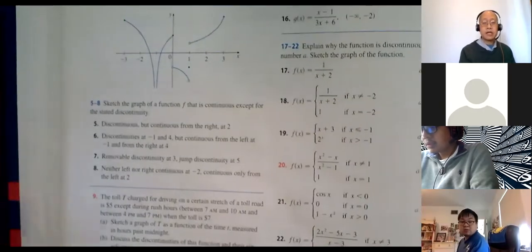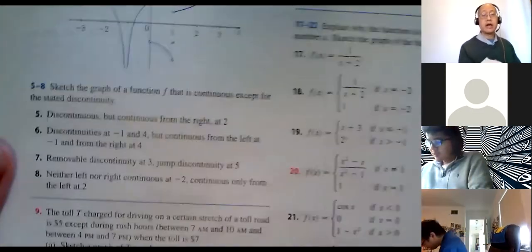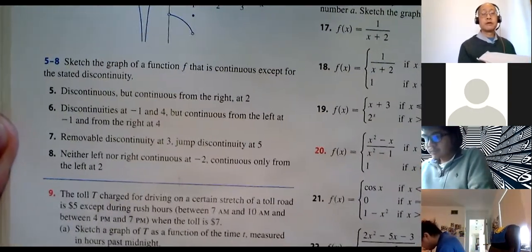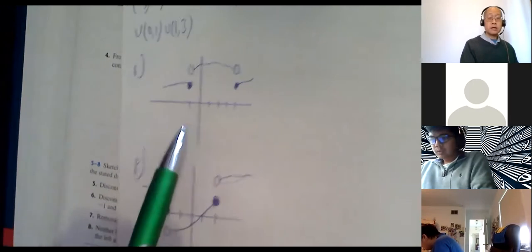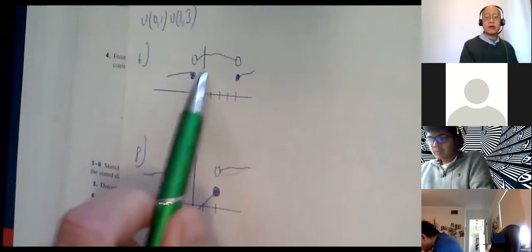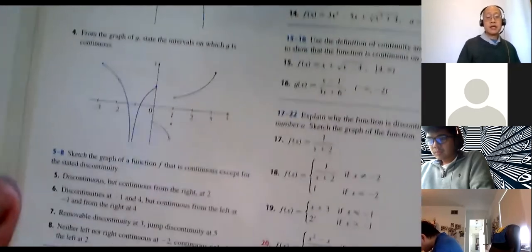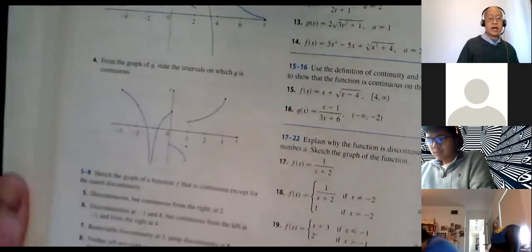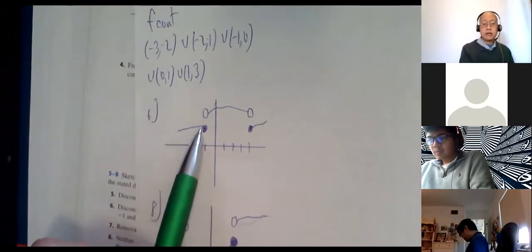Okay, but continuous from the left at -1 and from the right at 4. So -1 and 4 are discontinuous. So this is what I drew. -1 and 4 discontinuous. Everywhere else is continuous. However, number 6 says continuous from the left at -1. That means if I come from the left, I actually do reach the function value.